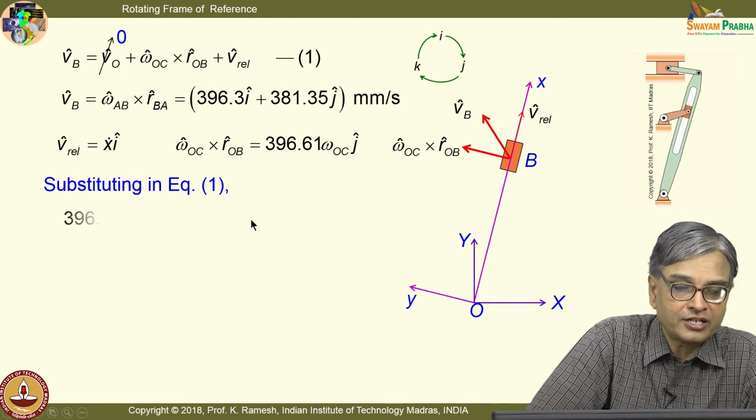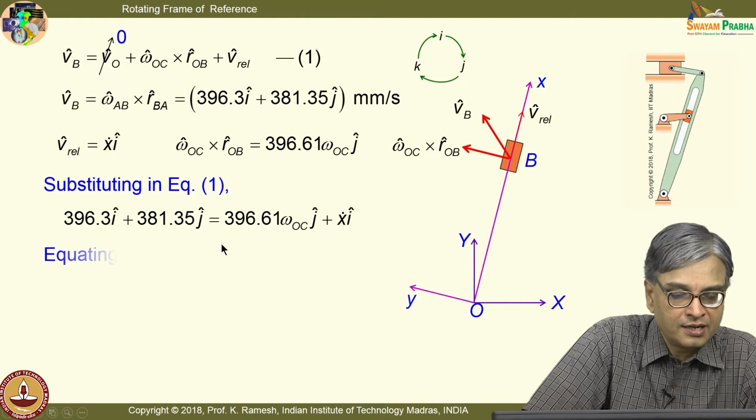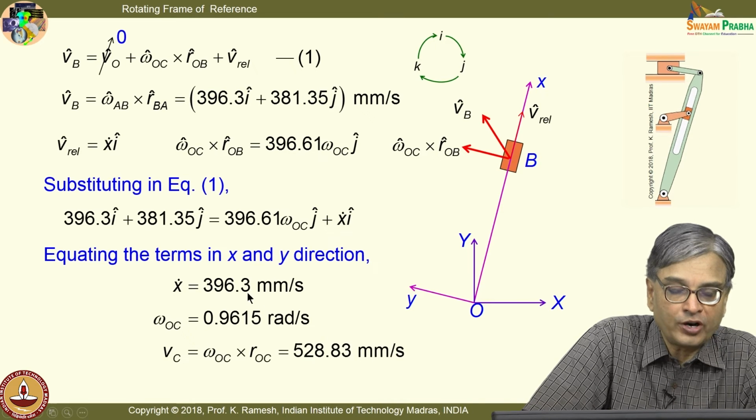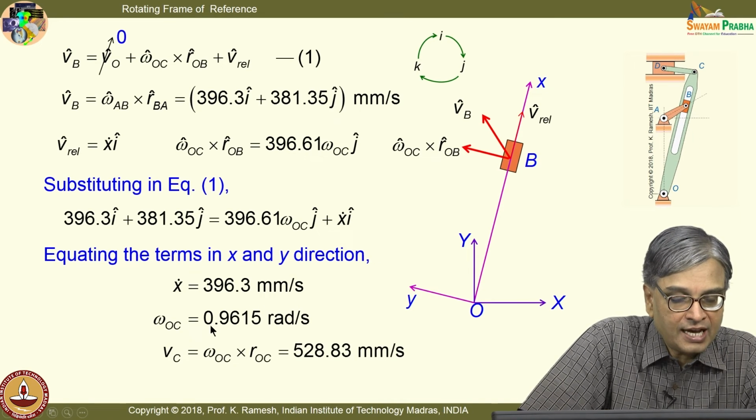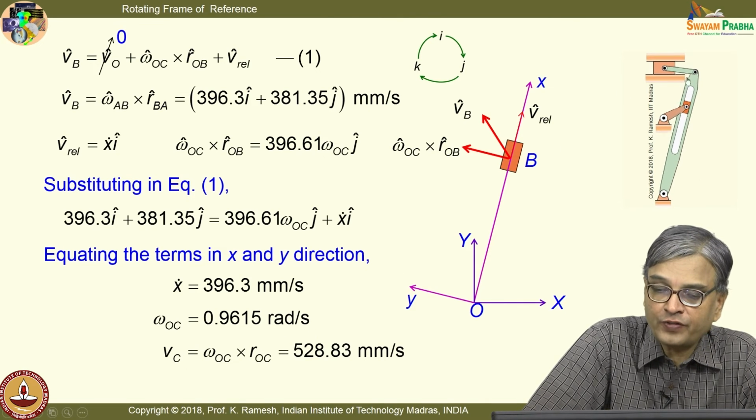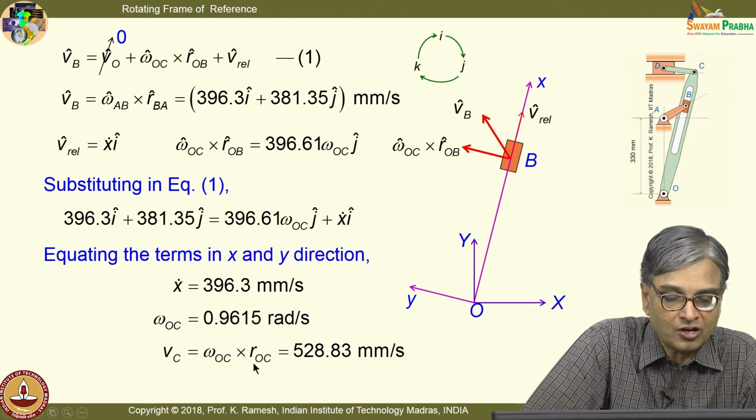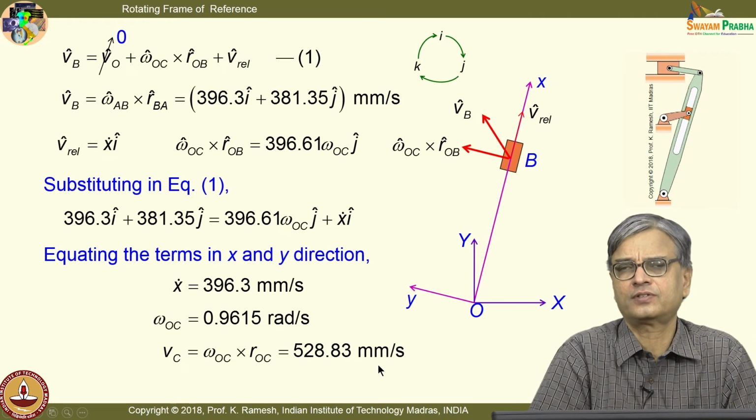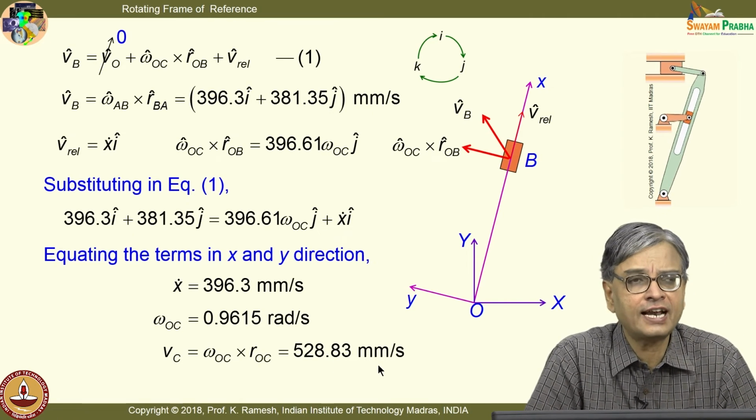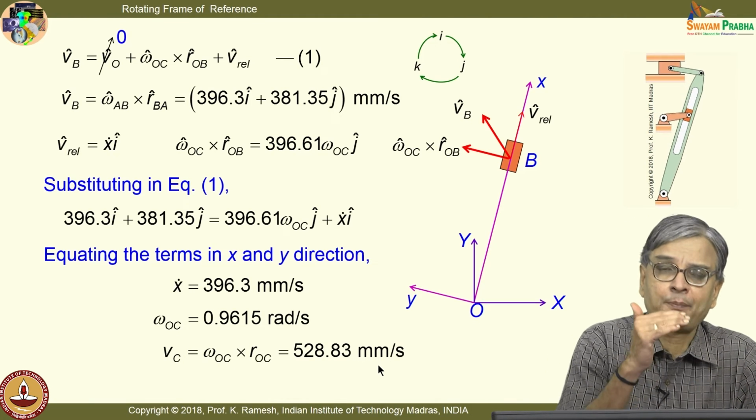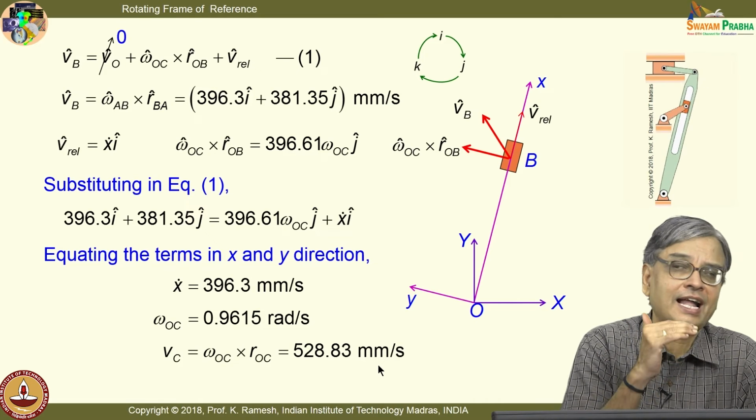And substituting in equation 1, I put this equating the terms in x and y direction. I get x dot as 396.3 millimeters per second, omega OC as 0.9615 radians per second, and we are asked to find out what is the velocity of point C. So, from circular motion I can write this as omega cross ROC. So, that turns out to be 528.83 millimeter per second. Fairly straightforward. You have to be careful in selecting the fixed frame of reference and rotating frame of reference. Then apply the equations systematically, handle the vectors properly.